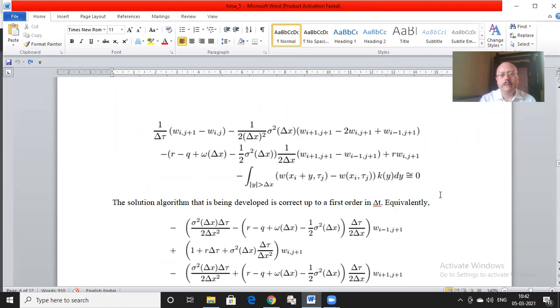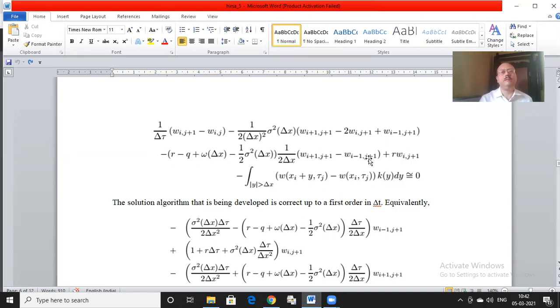And finally, the integral remains as it is, accepting the fact that the range is now specified with epsilon equal to delta x. Okay, is it clear so far? Yes, sir. So I am using the first order central difference and the second order for the derivatives.